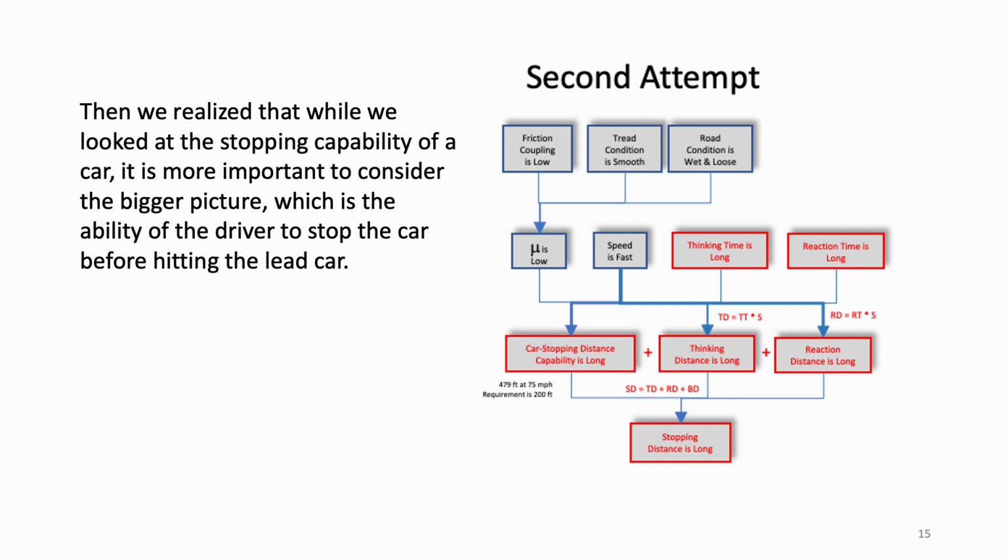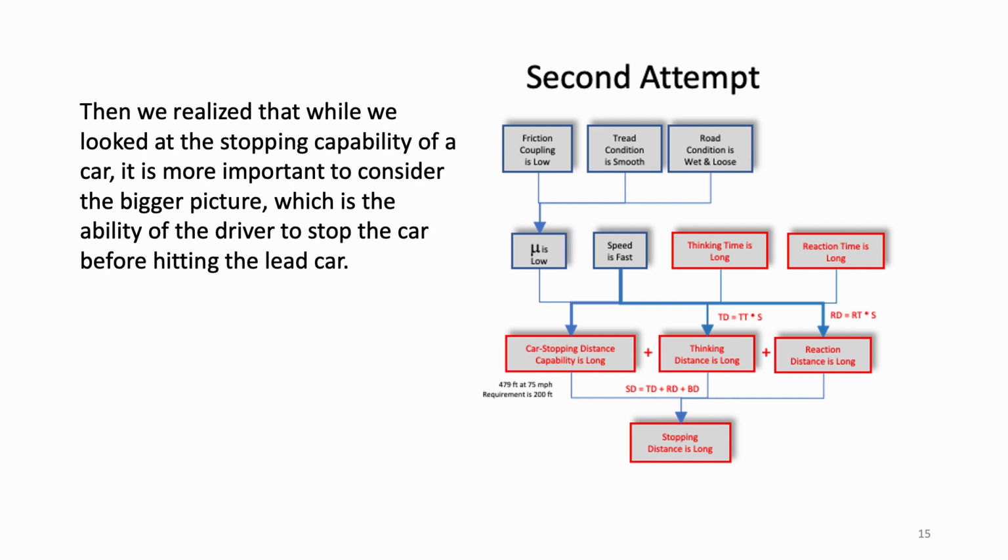We've added this down here. Stopping distance is long, and there's the stopping distance capability. But then we start to add things like the time to think or interpret what we are seeing. The time to do that is long. And then once we understand it, the time it takes to react appropriately is long, or I should say the distance is long. From each of those, we can start to go deeper.